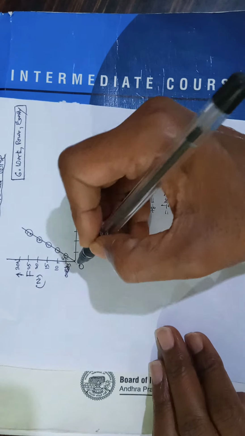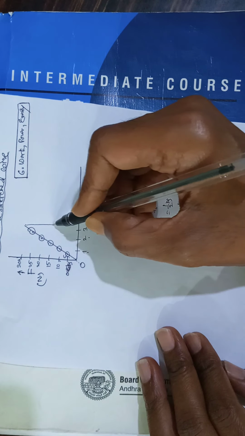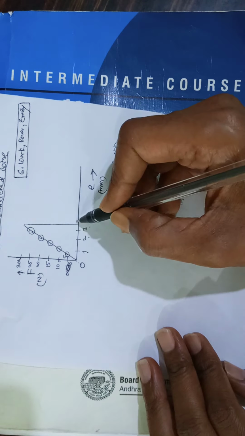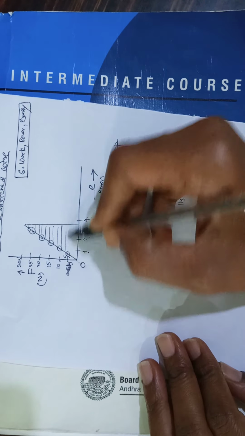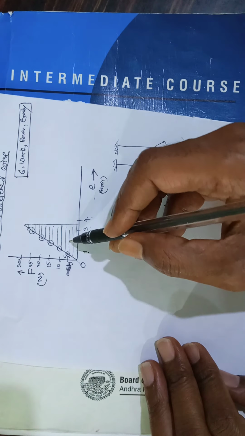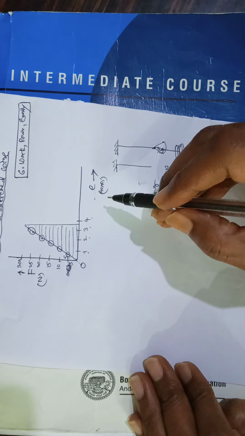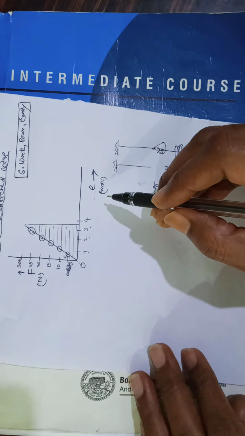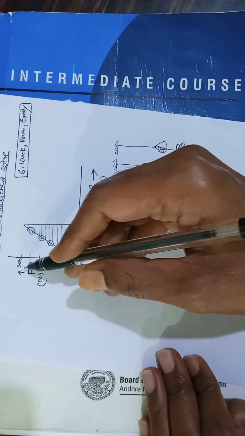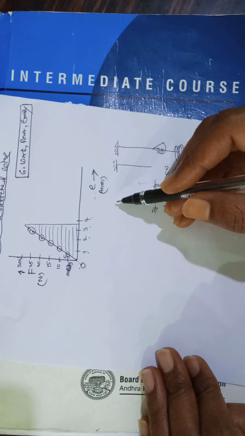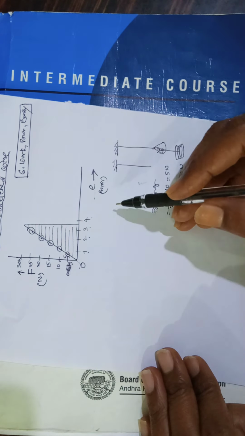So here, this is the graph. Let me draw a perpendicular like this. Now this is the area under the curve. So this area gives work done. So here force is increased from 0 to 25 newtons, and elongation increased from 0 to 3.5 millimeters.